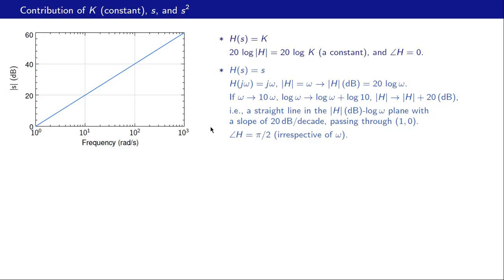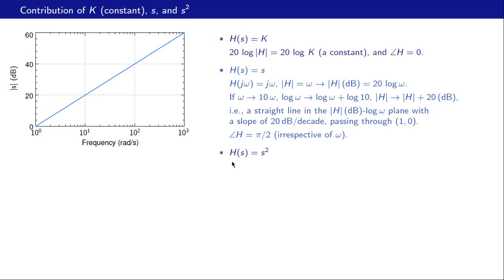Okay, now let's look at the angle of h. What is h of j omega? It is j omega. Omega is a real positive number. So the angle of h is simply angle of j, which is pi by 2 or 90 degrees. And that does not depend on what omega it is. It's a constant.